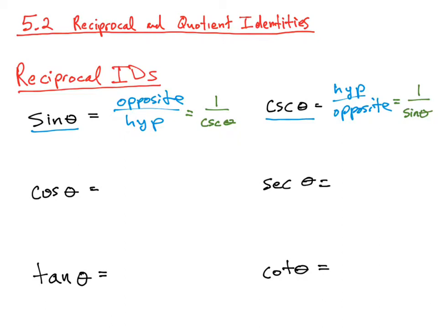So using the same idea, we know that cosine is the reciprocal of the secant function. Similarly, secant is the reciprocal of the cosine function. And then lastly, it follows with cotangent and tangent.